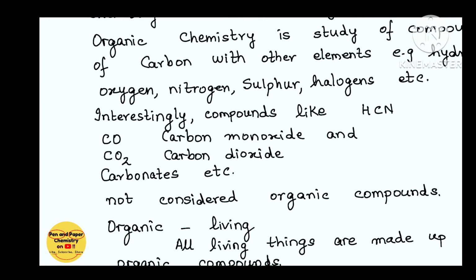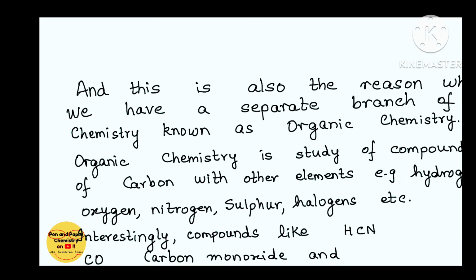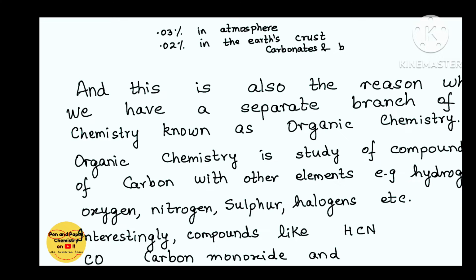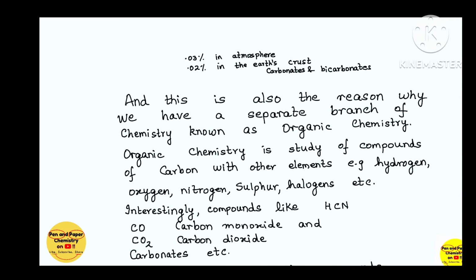Initially we did not know, because we all know that the percentage of carbon dioxide existing in nature is approximately 0.03%. And it is just 0.02% in the Earth's crust. In the Earth's crust, it is present in the form of carbonates, bicarbonates, and so on. So we never imagined that there would be so many compounds of carbon existing in nature. So you see, chemistry is still developing.